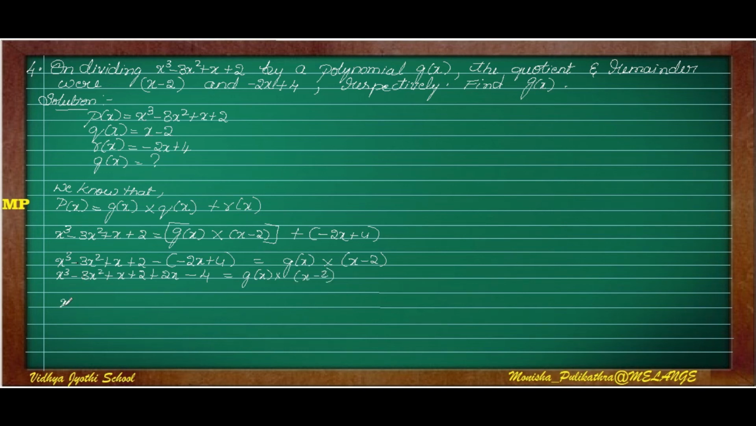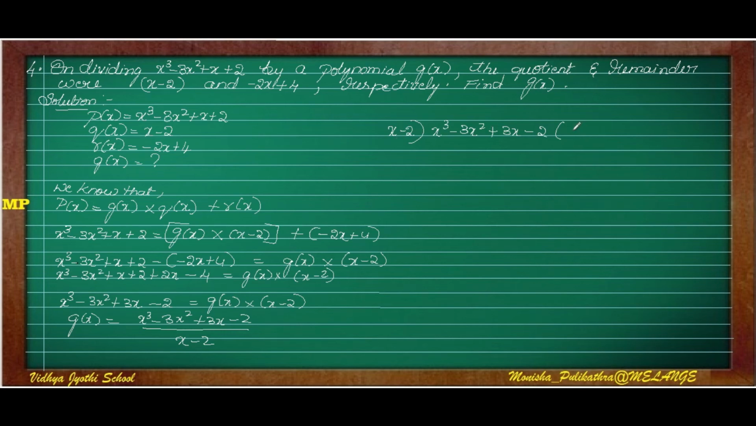So next we have to solve it. x³ - 3x², here x and 2x will become 3x, and 2 - 4 will become -2, equal to g(x) into (x - 2). Here we need to get g(x), so we have to divide by x - 2. So (x³ - 3x² + 3x - 2) divided by (x - 2). If we divide this by x - 2, we will get the value of g(x). Okay, so we need to divide this. So x - 2 will become the divisor here, and x³ - 3x² + 3x - 2.